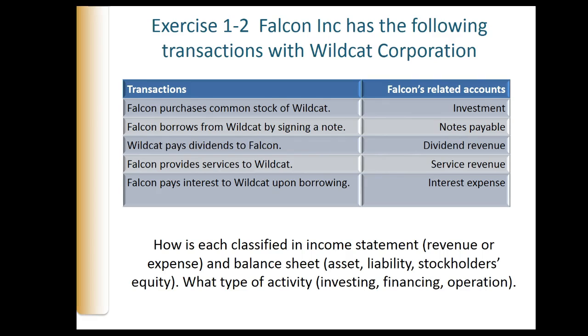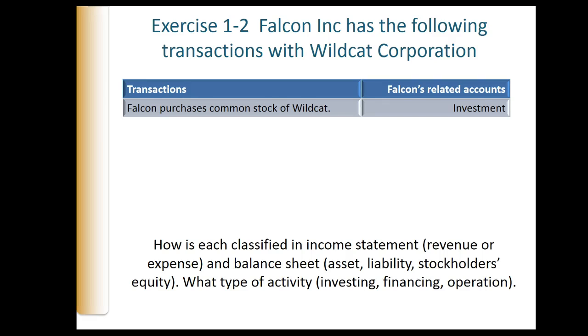So Falcon purchases the common stock of Wildcat. So Falcon is purchasing stock in another company. Well, in this case, Falcon is investing in another company. So the related account would be an investment account, and the investment account would be an asset. It's a resource. The type of activity of this transaction is an investing activity. They are investing in the current period and in the future of the company.